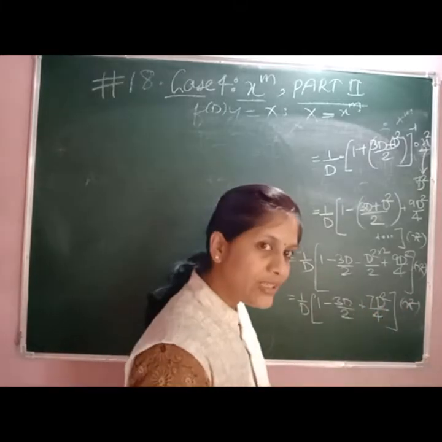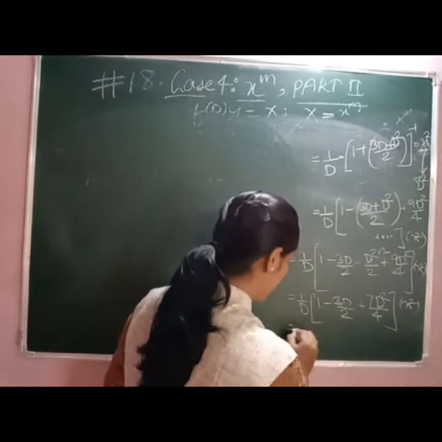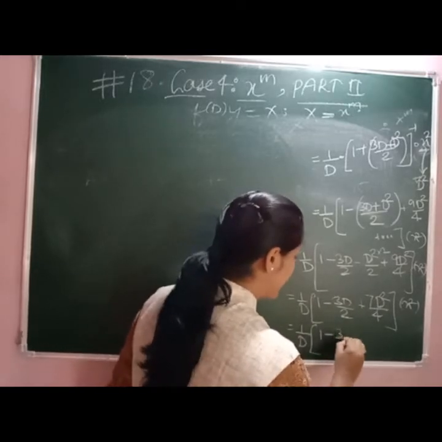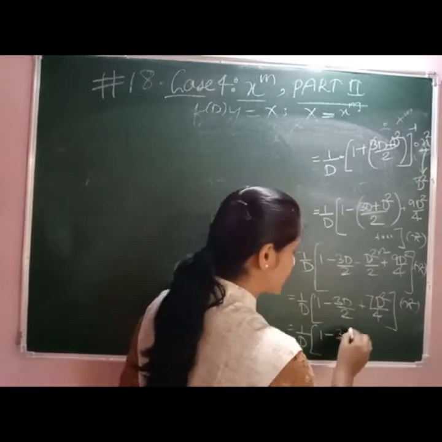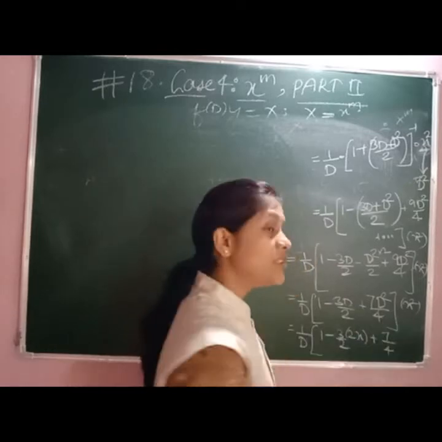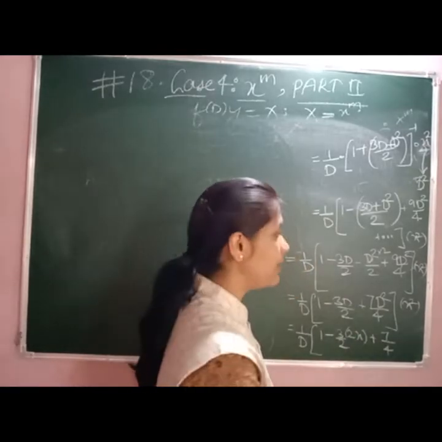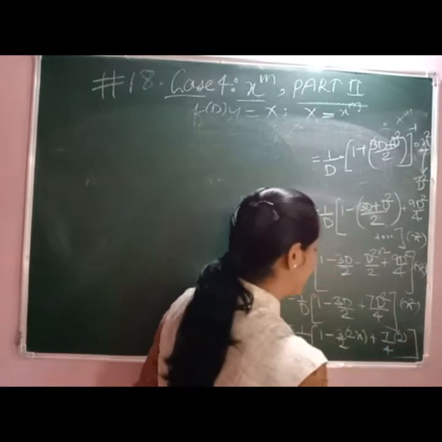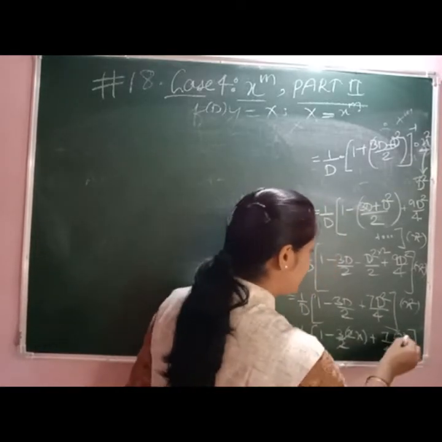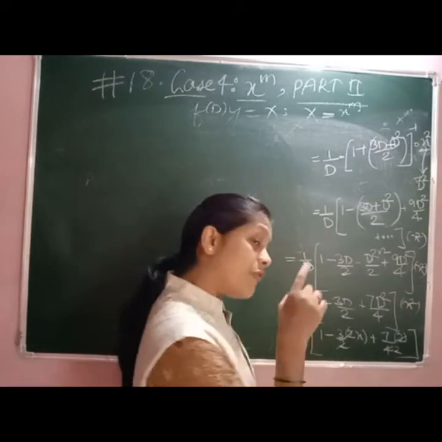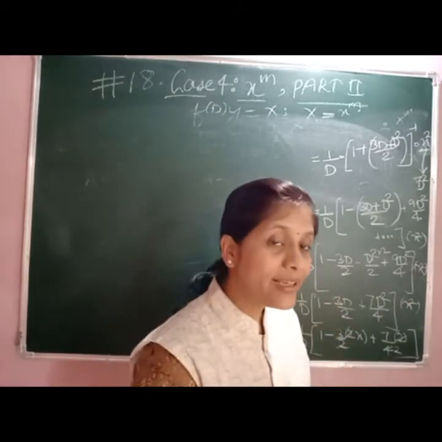Again differentiation of 2x gives 2. So this can be written as 1 by D, as it is, times 1 minus 3 by 2 as it is. What is the differentiation of x square? 2x, plus 7 by 4 as it is. What is 2 times the differentiation of x square? 2x, then 2. So again this 2 cancels. 2 ones are 2, 2 twos are 4. So 7 by 2.